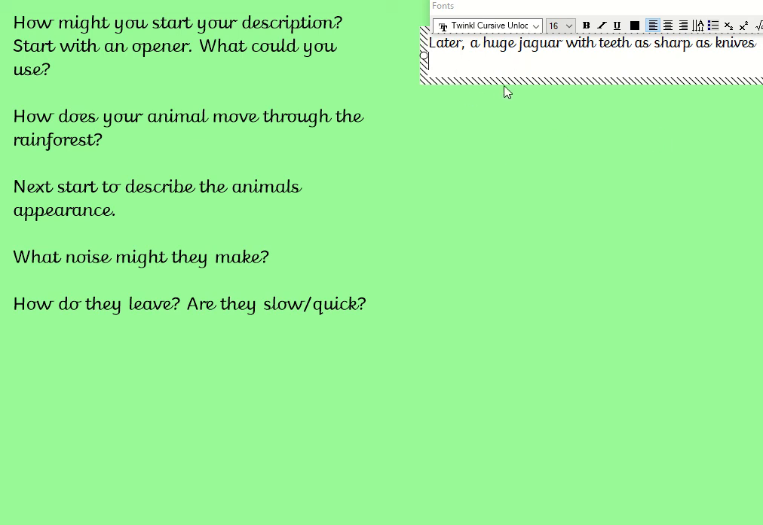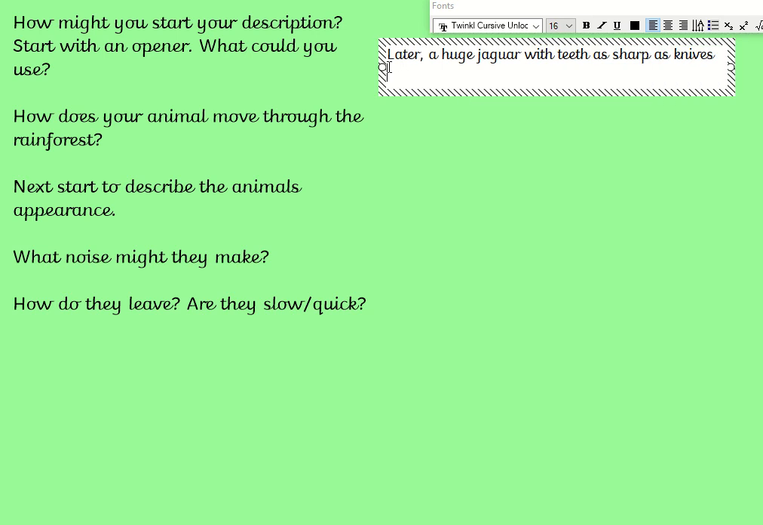And then I'm going to look at how he moved. So remember I said prowling. I'm going to use that from my plan. So later, a huge jaguar with teeth as sharp as knives prowled confidently through the rainforest. Okay, let me check I'm happy with that sentence. Later, a huge jaguar with teeth as sharp as knives prowled confidently through the rainforest. Yeah, I'm pretty happy with that.